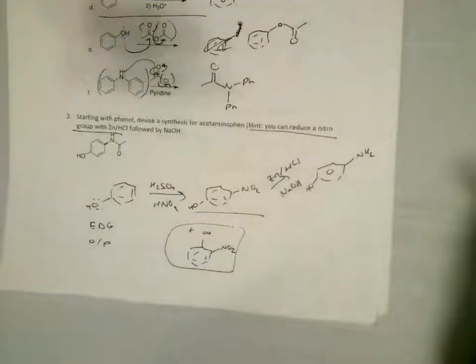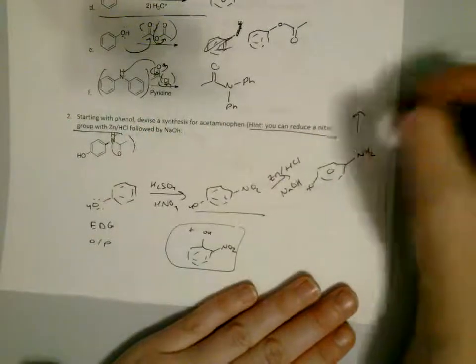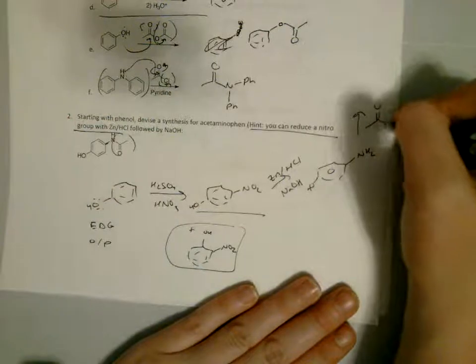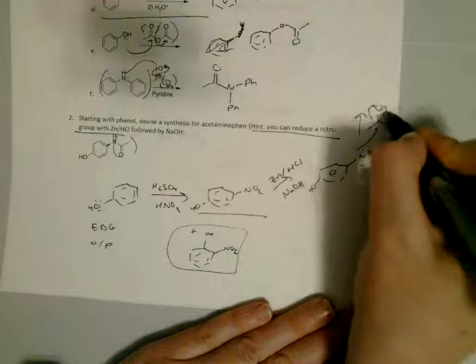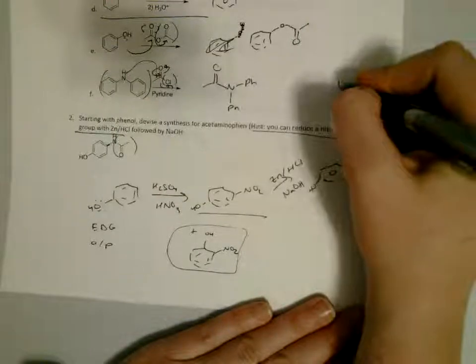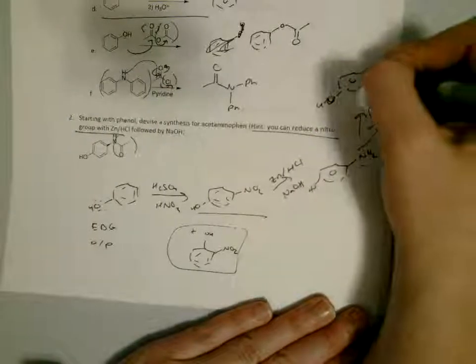So if we're reducing this, then we'll end up with NH2. And then this is now going to be our nucleophile, and we just need something with a good leaving group, and then our nucleophile can attack, come here, come back down, kick that out, substitute out, and we'll get OH in.